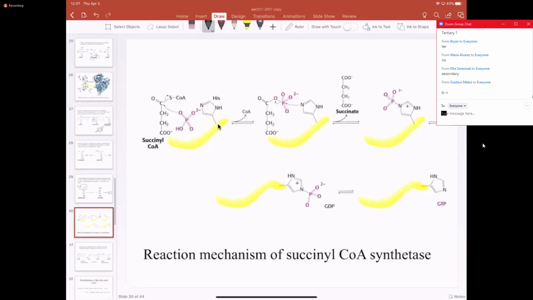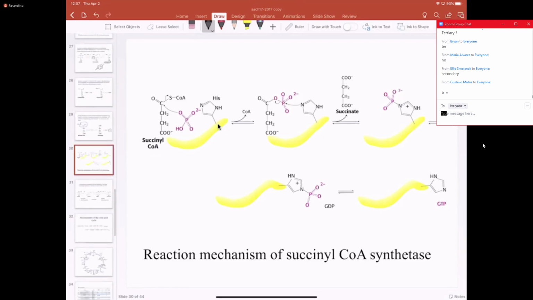Shown here is the mechanism. Again, please go take a look at the actual mechanism. This one is relatively simple. In effect, you take a histidine, you phosphorylate the histidine, and then you transfer that phosphate over to the NDP to make the NTP. So it's a relatively simple sort of mechanism.